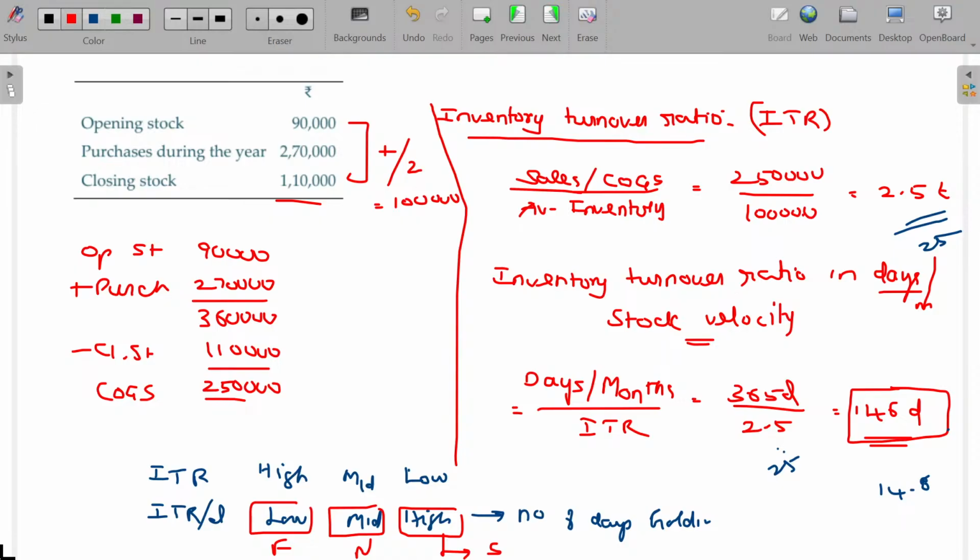You might have studied these things in detail in the FM paper, financial management, especially the ratio analysis chapter, and this inventory turnover ratio along with working capital management. So there you studied, right? But here it is very rarely asked, only one point is given to decide. How can we decide, sir? It's fast moving. Fast moving can be decided based on the higher inventory turnover ratio or the lowest inventory turnover ratio in days. Clear?